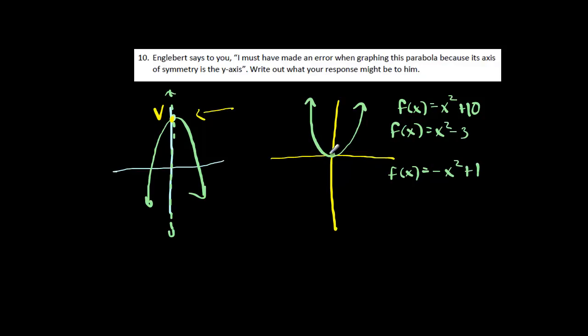You can move it up and flip it, just like we graphed, I don't remember which one it was, I think number 6. So all of these, if b equals 0, if you don't see an x term, just an x squared and a constant, all of those lie on the y-axis. So it's definitely possible. He didn't make an error.